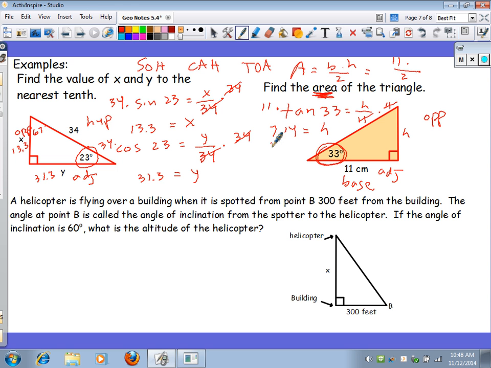Now be careful, because if you put that in as your answer, you got it wrong. You forgot to do the last step. Plug it back into your formula, 7.14. If you write out the formula, you might remember to plug it back in, so I would encourage you to write it out. 11 times 7.14, and then divide it by 2. 39.3 is your area, and it would be square units. Units squared.